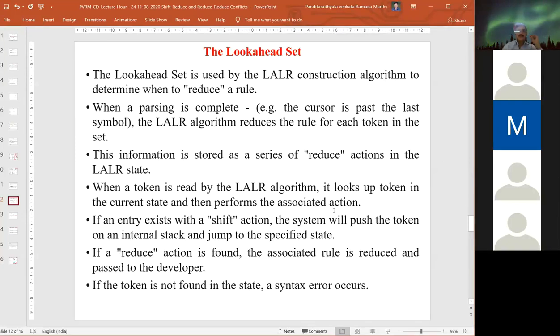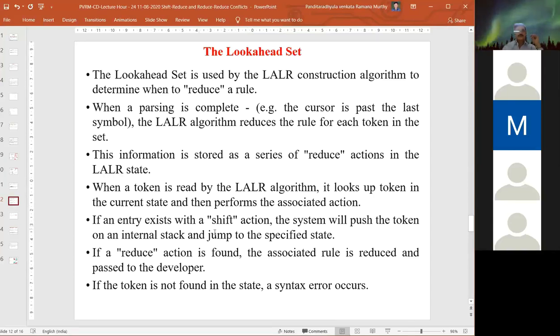LR0 items are used by the shift-reduce parser or SLR parser, the simple LR parser. CLR algorithms are using LR1 sets, and they contain the LR parsing table. So we can identify the handle on the top of the stack, or we can identify the entries in the LALR or LR parsing table.